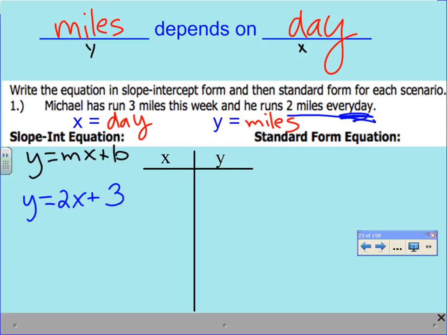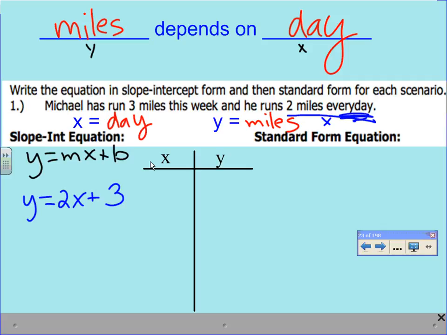We know x is day, right? So x is obviously right next to this 2. 2 miles every day. X represents day. So that's one way of explaining it. You also know this is what's changing. The amount of miles that he runs, it's going to increase based on what day it is. The 3 is your b, your y-intercept. He has already done that. He already ran 3 miles this week. So that's already done. That's in the past. That's what he did. Okay?